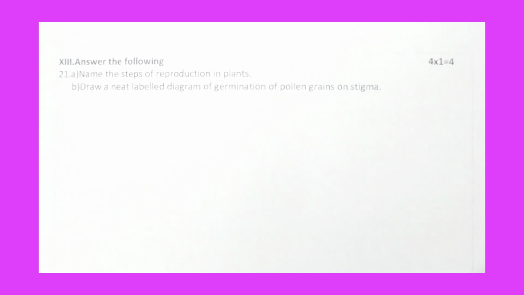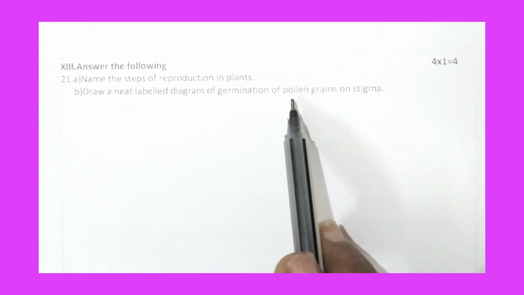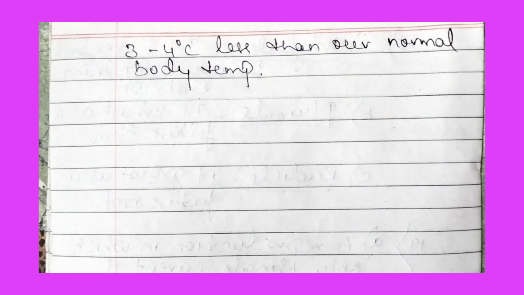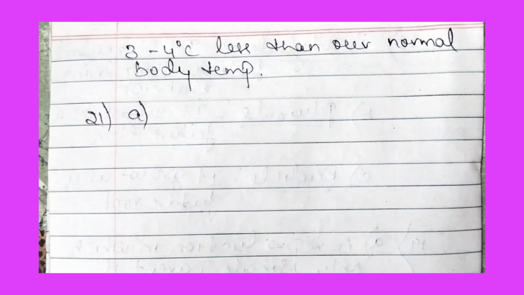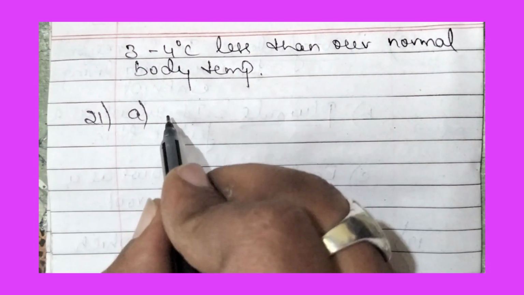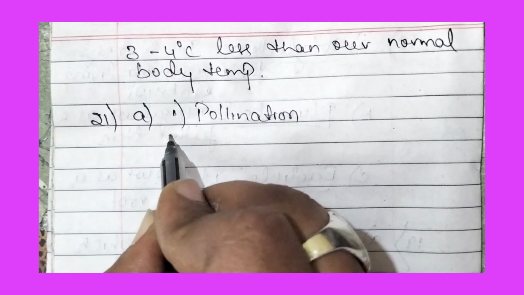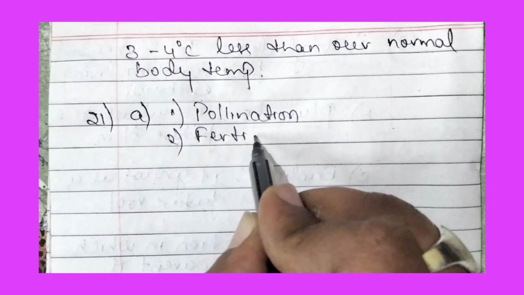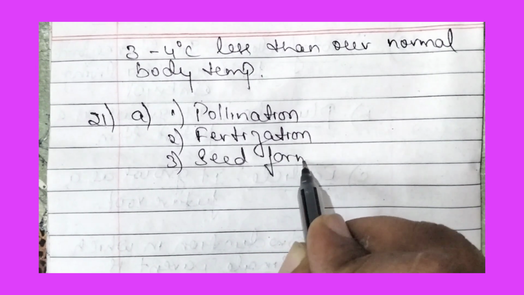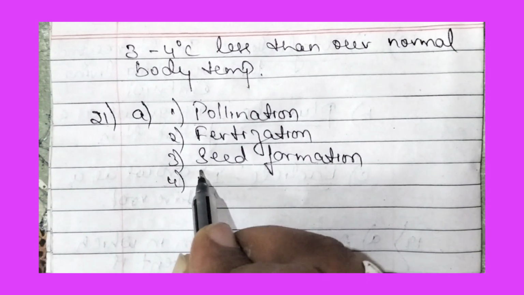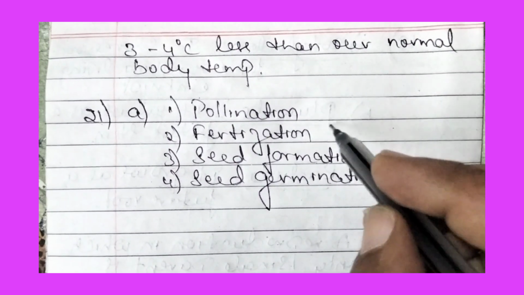Now let us move to the 21st. Name the steps of reproduction in plants, then draw a neat labeled diagram for germination of pollen grain on stigma. Now let us answer question number 21A. Name the steps involved in reproduction in plants. The first step is pollination. The second step is fertilization. The third step is seed formation. And the last step is seed germination. So 4 steps are involved: pollination, fertilization, seed formation, and seed germination.